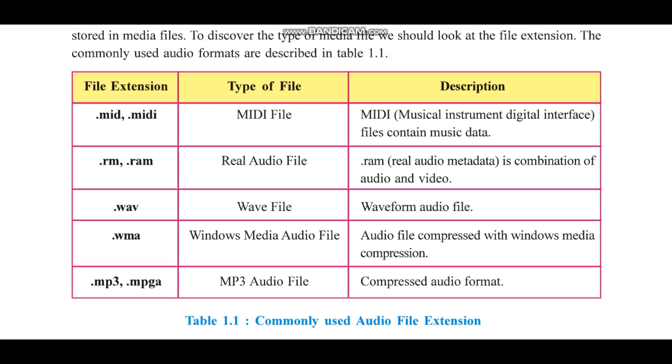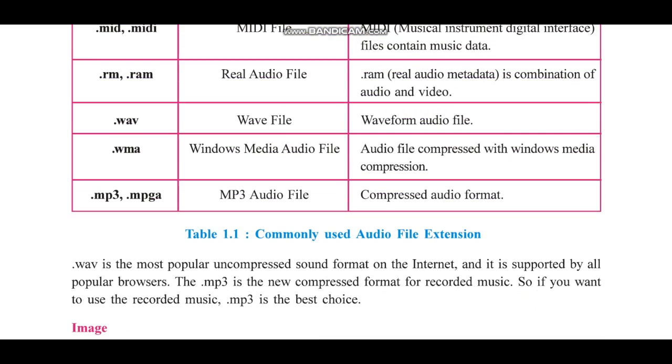Next is .wma, which means Windows Media audio file, an audio file compressed with Windows Media compression. And the last one is .mp3 and .mpga, which means MP3 audio file, a compressed audio format. These are the basic file extensions of audio formats. All are extensions of the audio format only.